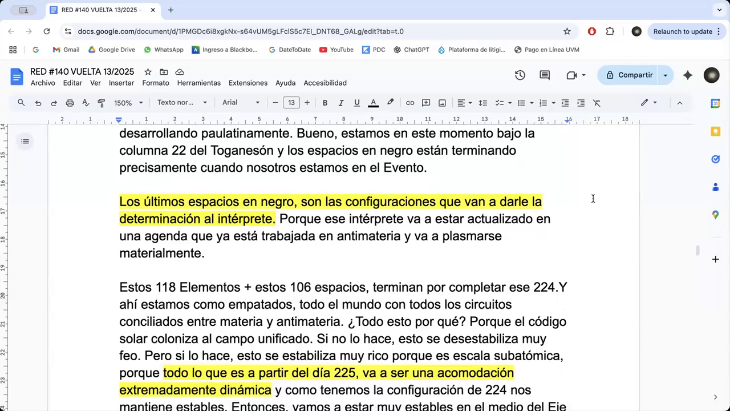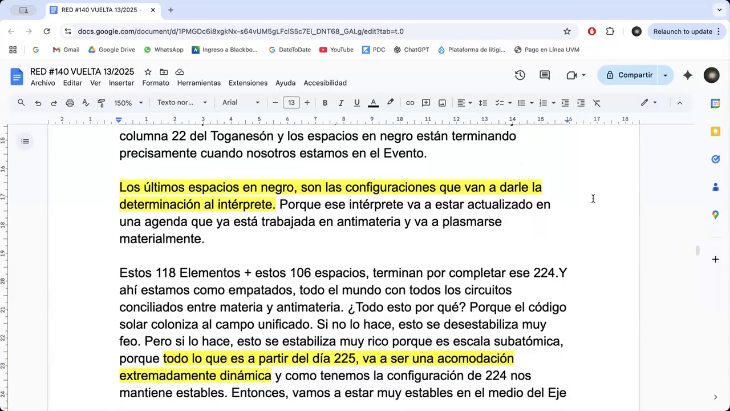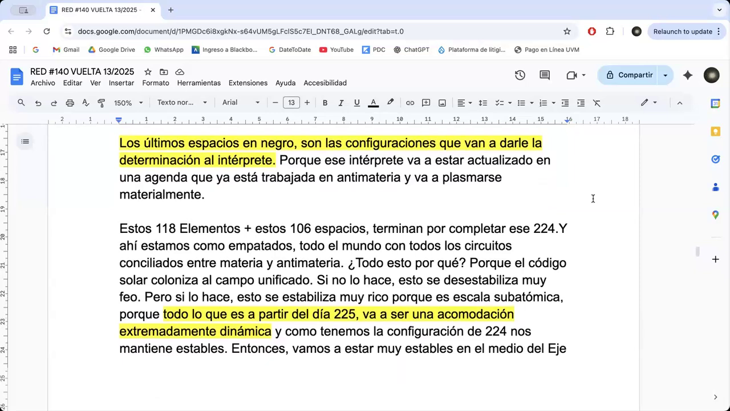So on the day this program was recorded, they were under column 28 of Oganesson, and the black spaces are ending when the event is happening, right? So the last of the black spaces in the periodic table, we're talking about 224. These last spaces are going to be transited when event 72 is happening. So the last spaces in black are the configurations that are going to provide a determination to the interpreter. Why?